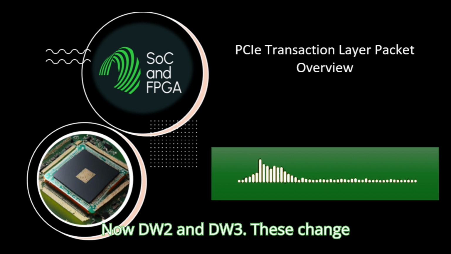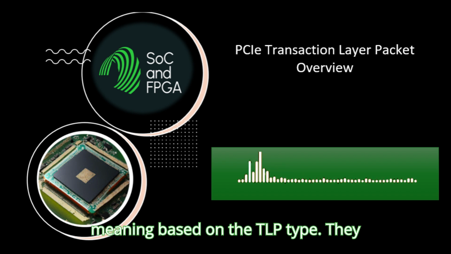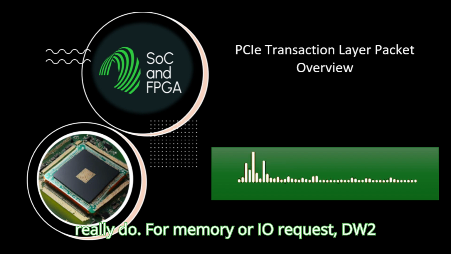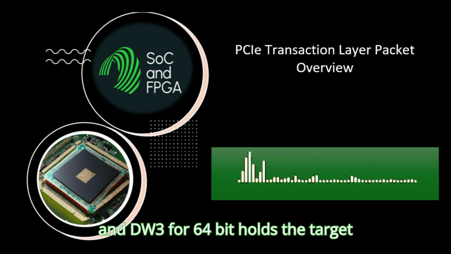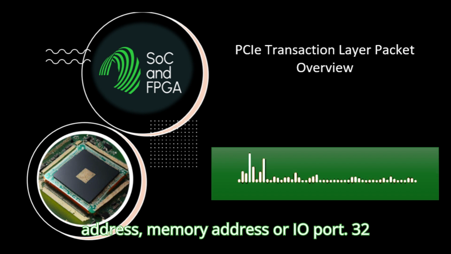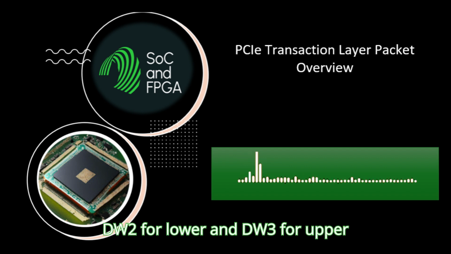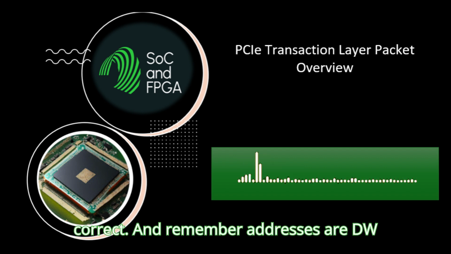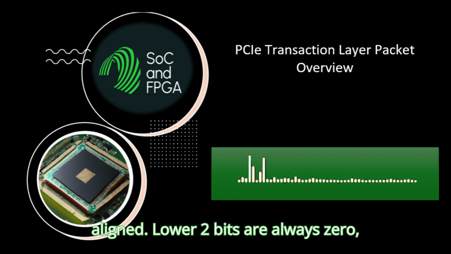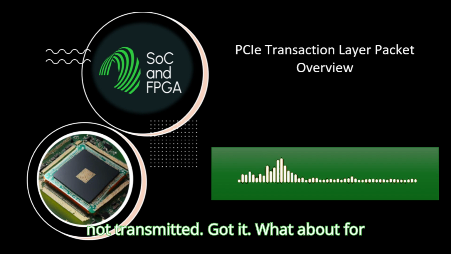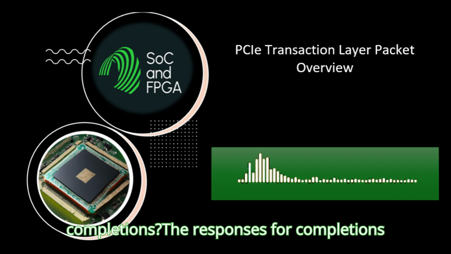Now, DW2 and DW3. These change meaning based on the TLP type? They really do. For memory or I/O requests, DW2 and DW3 hold the target address, a memory address or I/O port. 32-bit uses just DW2; 64-bit uses DW2 for the lower half and DW3 for the upper. Correct. And remember, addresses are DW aligned, so the lower 2 bits are always 0 and not transmitted. Got it. What about for completions, the responses?